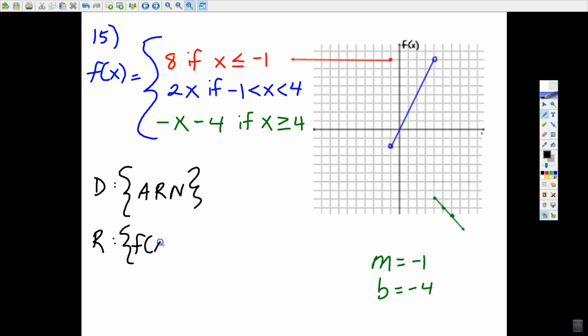Anybody want to take a stab at the range? I'll get you started. It's going to be the f of x such that, well, I'll get us started. The y-axis is covered by this blue piece from -2 all the way up to +8. That is all covered by that blue piece. And actually, the blue has an open circle, but the red fills in the circle. So +8 would be included, but -2 would not be because of the open circle on the end.